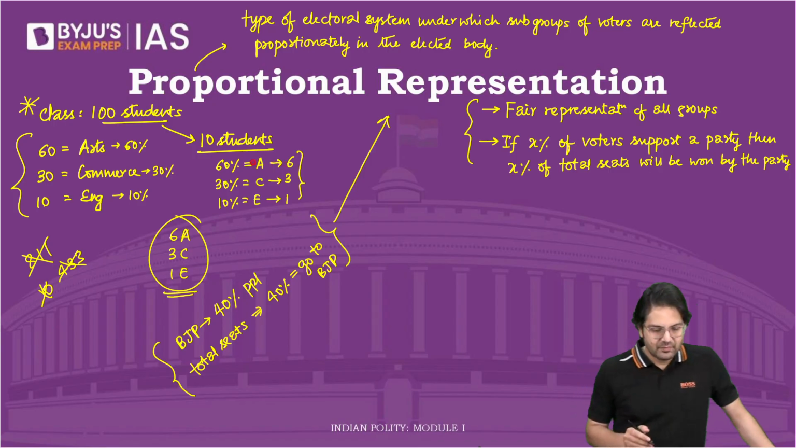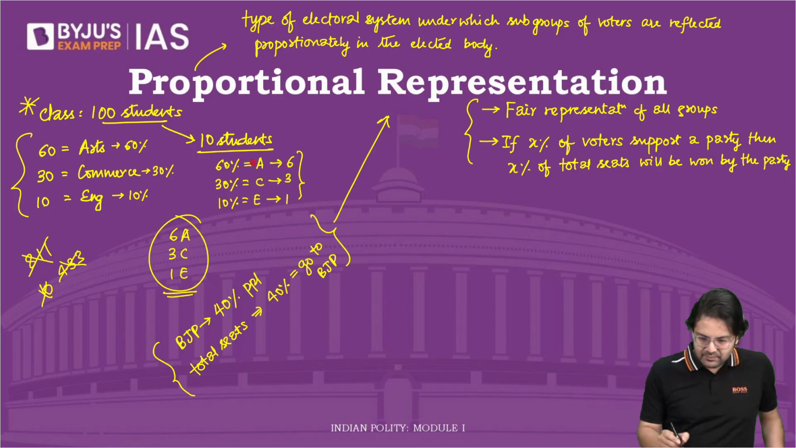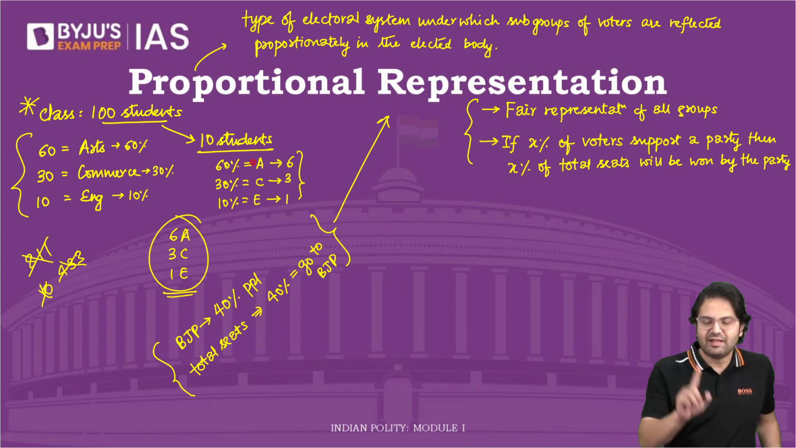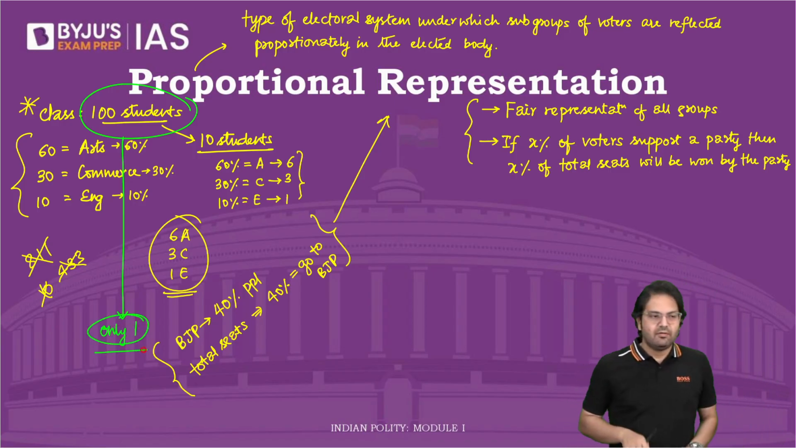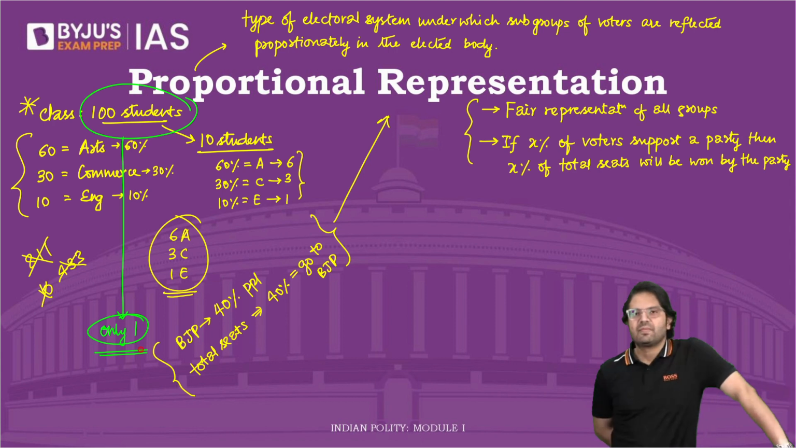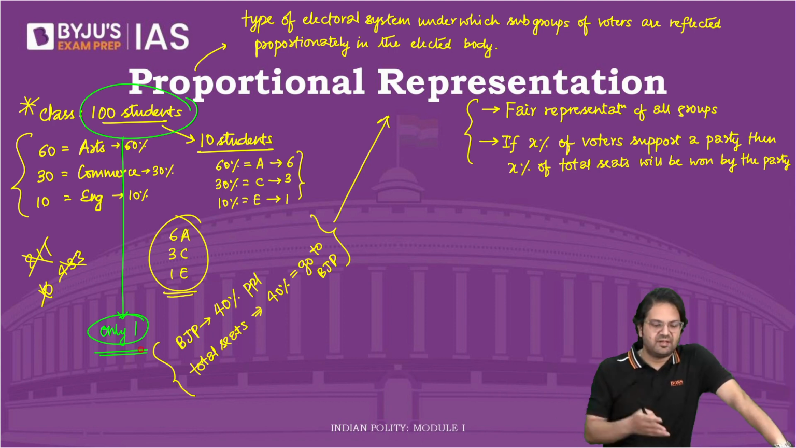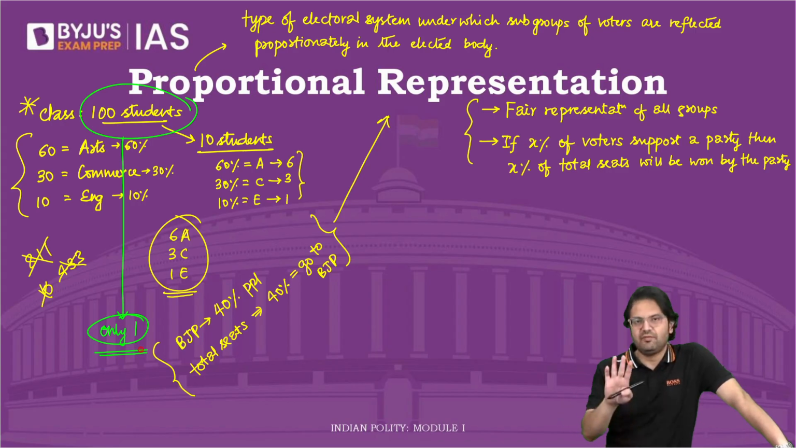Now if I ask you, please tell me, out of these 100 students, I have to choose only one student. Now tell me, who to choose? Can we do one thing? Cut the body into 3 parts: 60% body arts, 30% commerce, 10% engineer? Of course not. That's not possible.